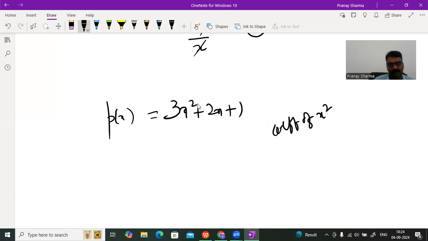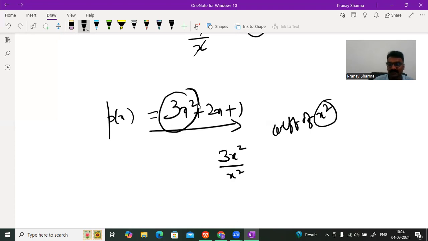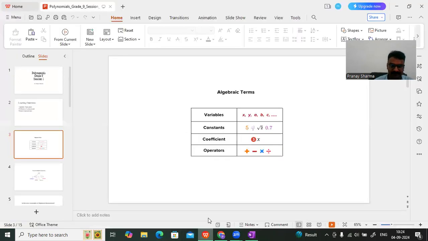of x square, then you need to traverse it from left to right. Check which term is having x square. Once you have identified that this term is having x square, take this term out of the context, and then divide it by x square because that is what you are asked to do. Once you perform the cancellation, the answer that you are left with is going to be your coefficient. I hope this is clear.